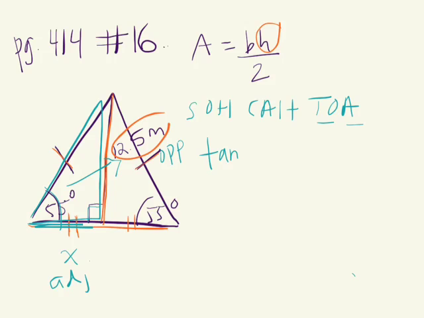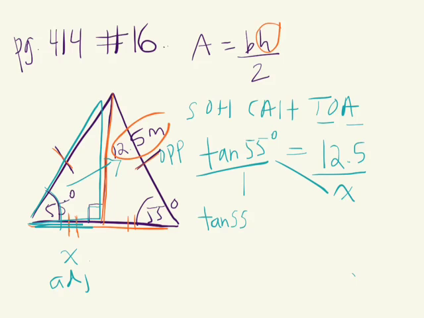tan 55 degrees is equal to, which side's opposite? 12.5 over, do we know the adjacent side length? No, and let's just fix this so it looks more like a degree. Cross multiply, tan 55 times x. Can you multiply that together? Let's just write this as x. We don't know what x is. And 1 times 12.5. Okay, how do I isolate x?